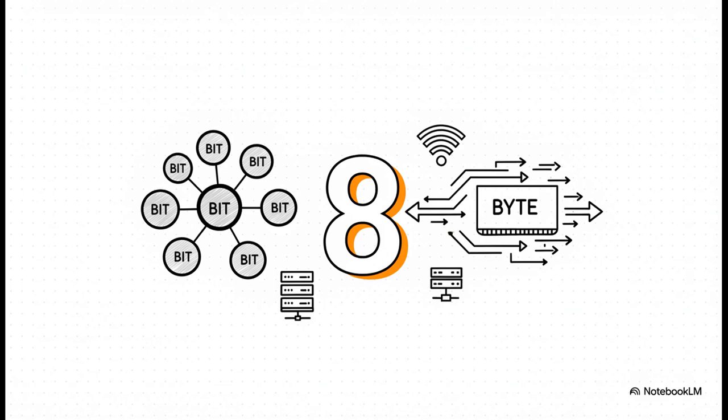Now this right here is probably the single most important conversion you need to remember. 1 byte equals 8 bits. This tiny detail is the source of so much confusion, especially when we start talking about internet speeds later on. So seriously, commit this one to memory. 1 byte is 8 bits.